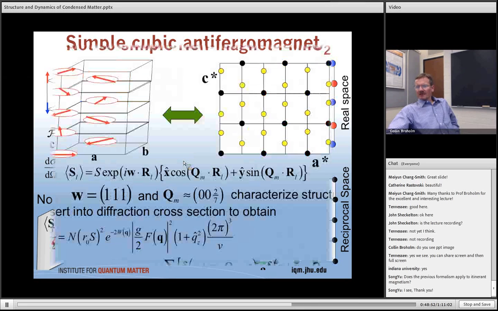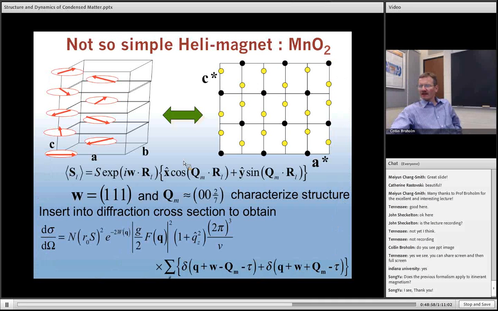And then I want to go to a slightly less simple case of a so-called helimagnet. And so this is the case of manganese O2. And so there you have a situation, and I won't really be able to describe it in full detail, but I want to bring out a certain feature of that. And then I'm going to pose a homework problem where you can work through some of this yourself. That will come on Thursday.